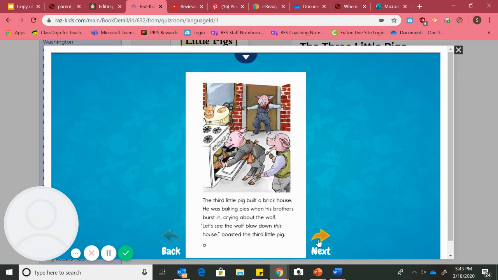The third little pig built a brick house. He was baking pies when his brothers burst in, crying about the wolf. Let's see the wolf blow down this house, boasted the third little pig.